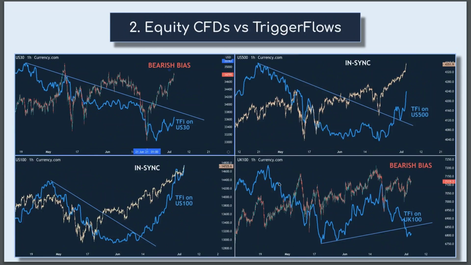Following that, we've got the equity CFDs versus their respective TriggerFlows. We've got the US 30, the Dow Jones, the US 100, NASDAQ, US 500, the Dow Jones 500, and the UK 100, the FTSE 100. So, I won't go too in depth, but as you can see them here, I'll let you look at that for a moment, showing the trend lines for all of those. Bearish for the US 30, bearish for the UK 100, and relatively in sync for the other two.